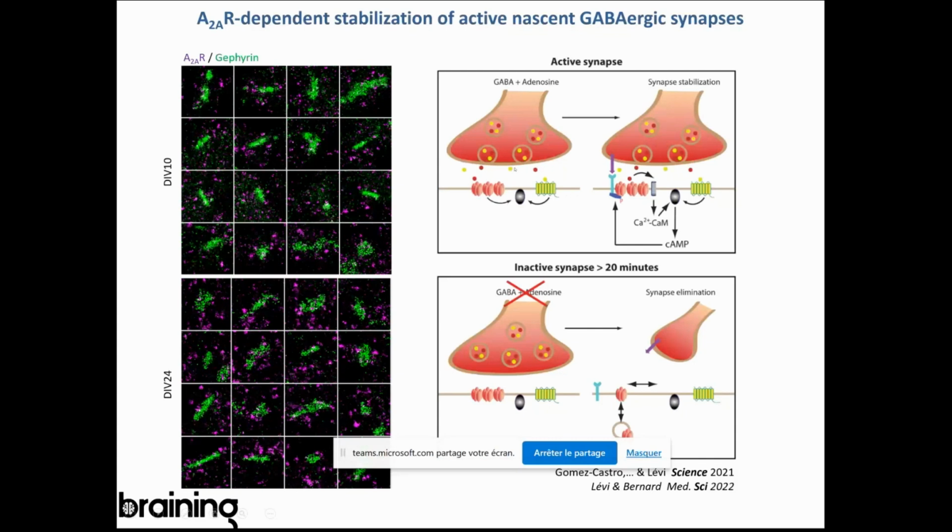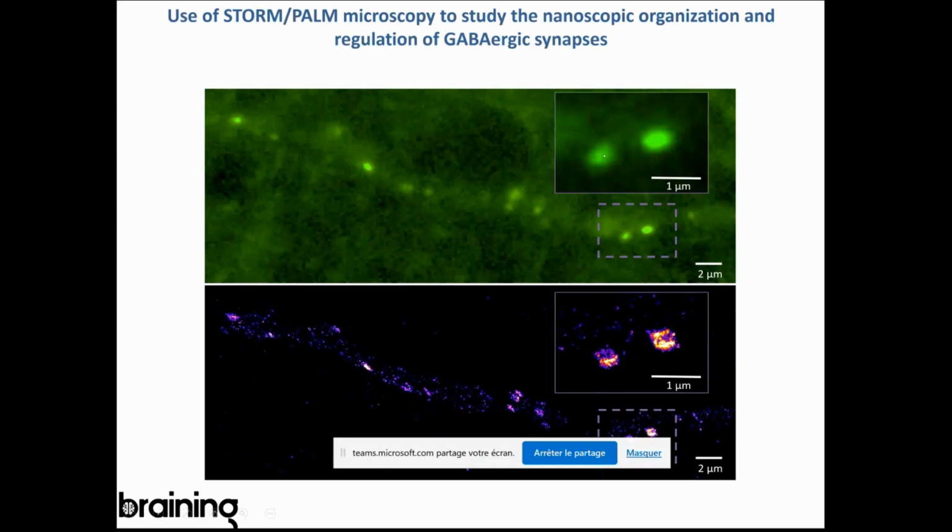And using many other techniques, we came out with a role of this receptor in the formation of the synapse, by having a role in the stabilization of the synapse. We also use this technique. For instance, this is a typical dendrite of a neuron. This is PALM microscopy, actually. You can see in green the conventional fluorescence image, and you can see the super-resolved image of the same dendrite, and now you can see the nanodomains of receptor that you couldn't see before using PALM microscopy.